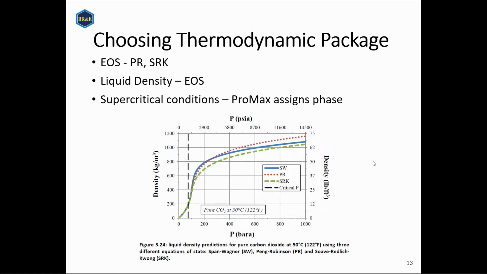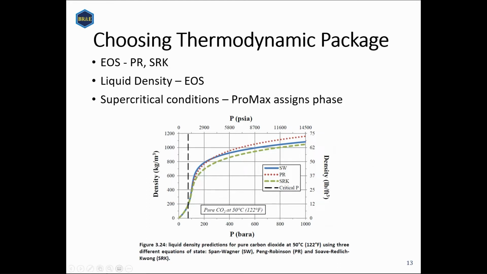ProMax just assigns a phase when you're supercritical. It doesn't have a supercritical phase designator. So it's going to say, if you're operating right here, I'll say you're a liquid. If you're operating right here, I'll say you're a vapor. But in effect, there is no difference once you're supercritical. That's why we want to use the equation of state for that liquid density method instead of the normal COSTALD. So when you set your environment up, be careful with that.